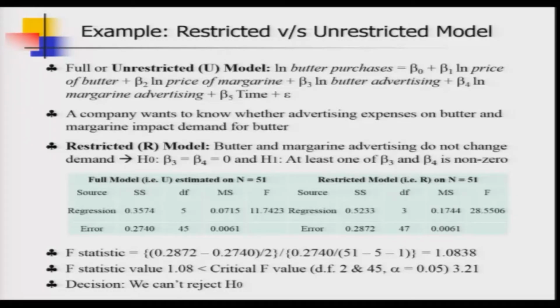Okay, so now if you go to the F table, the critical value for these degrees of freedom and alpha value 0.05 is 3.21, and note that that is much higher than the calculated F statistic value, which is 1.08. So, you take a decision that we can't reject H naught. Okay. So, what do you mean by that, that you can't reject H naught?